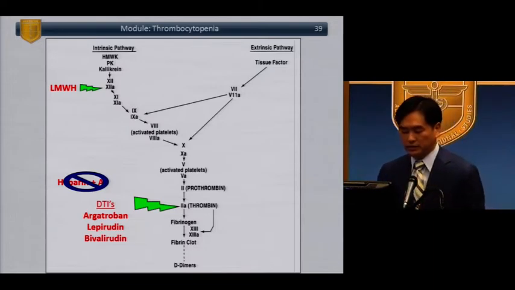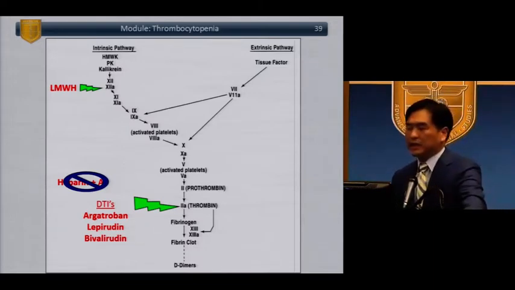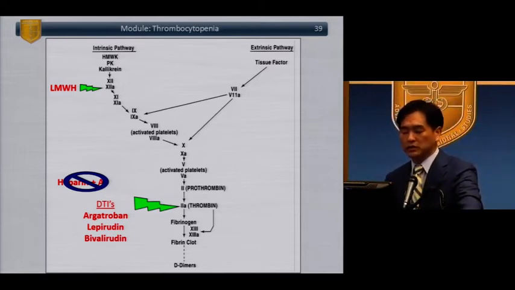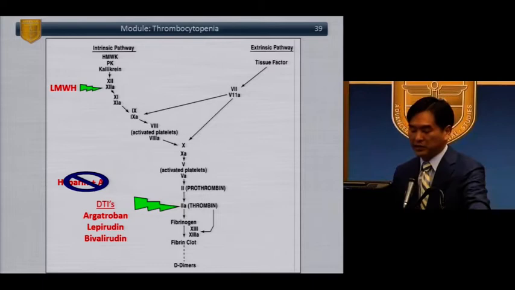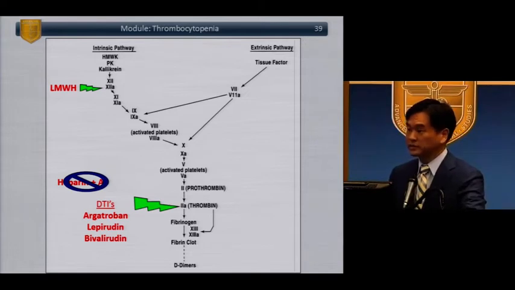Okay, so in contrast to heparin, DTIs, or direct thrombin inhibitors, work on thrombin directly. Heparin needs to combine with antithrombin to do its work. Argatroban, lepirudin, bivalirudin, and dabigatran, or Pradaxa, will work on thrombin directly. Okay?